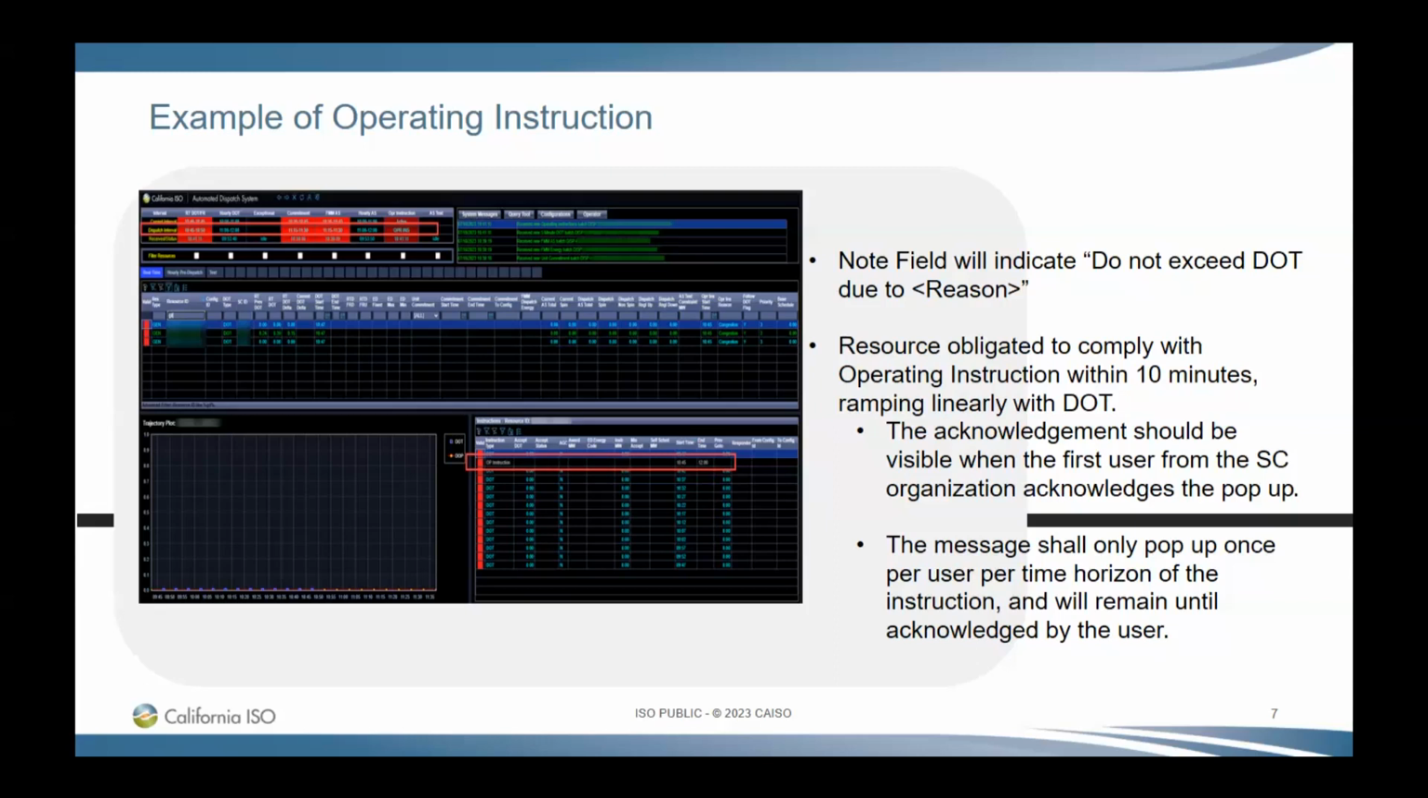This acknowledgement should be visible when the user from the SC organization acknowledges the pop-up. There will be a notification in ADS that needs to be acknowledged. The message is only going to pop up once per user per time horizon of the instruction, and that is going to remain until it is acknowledged by the user.